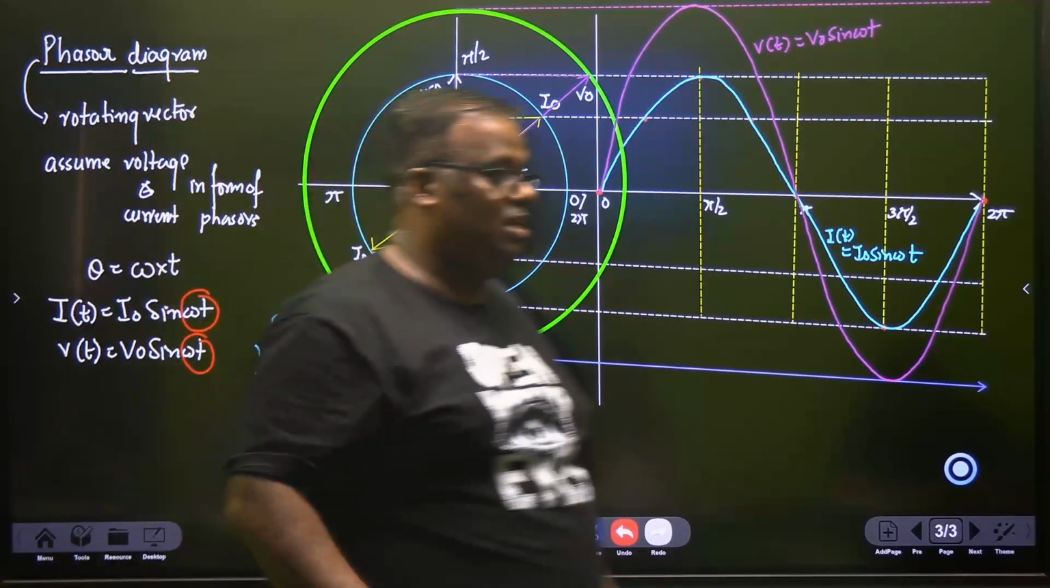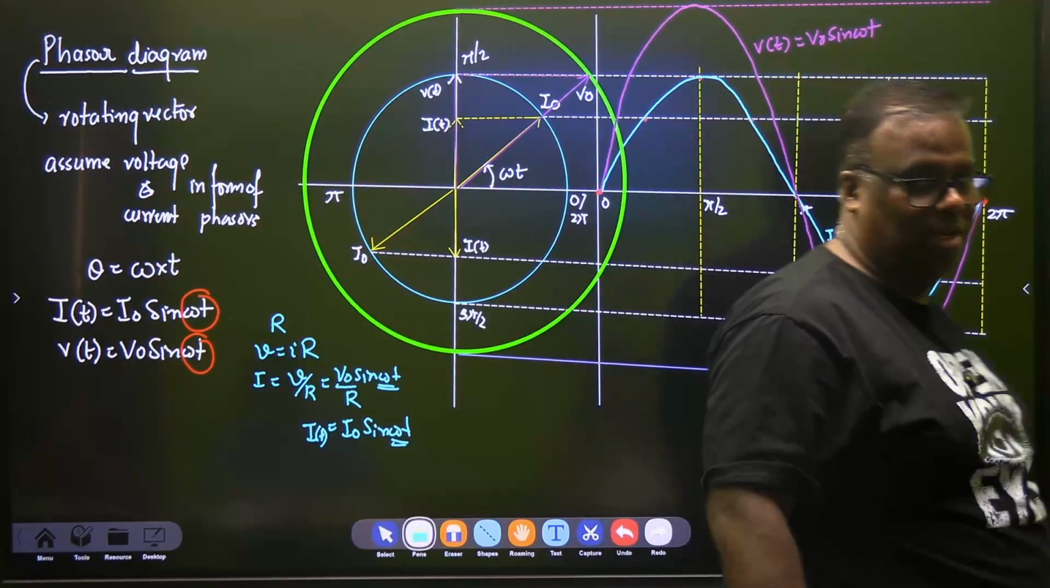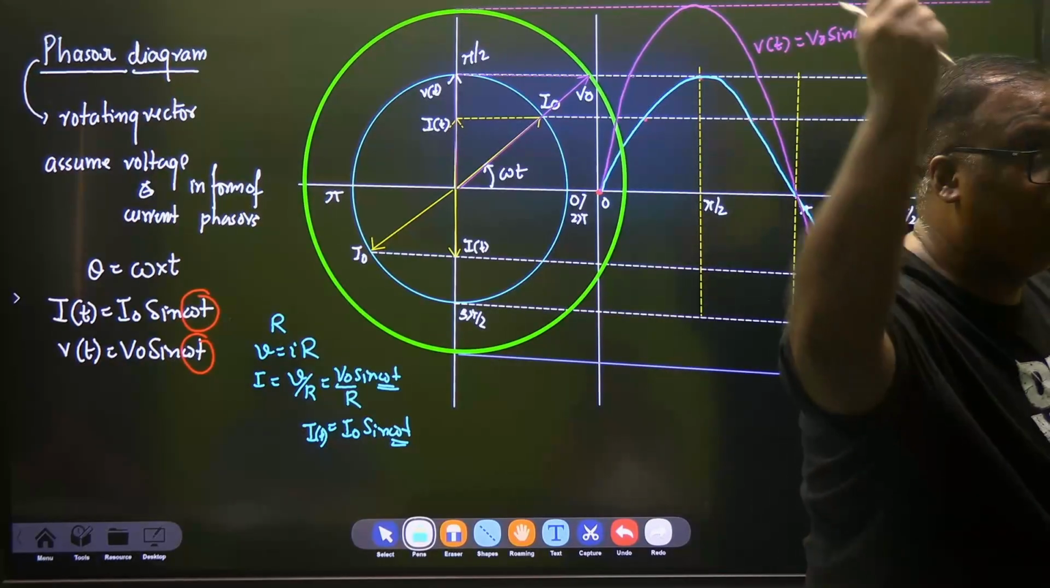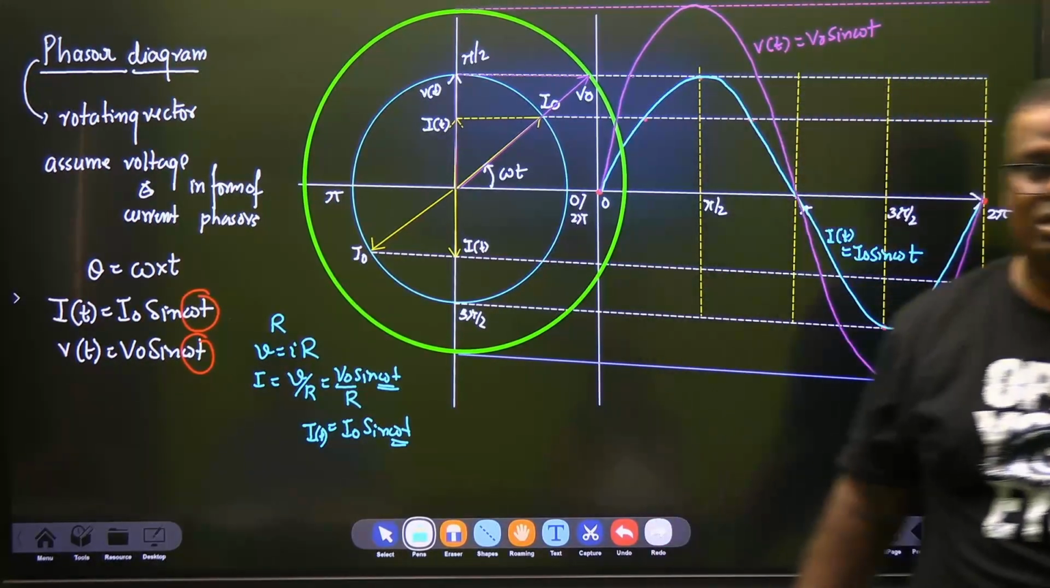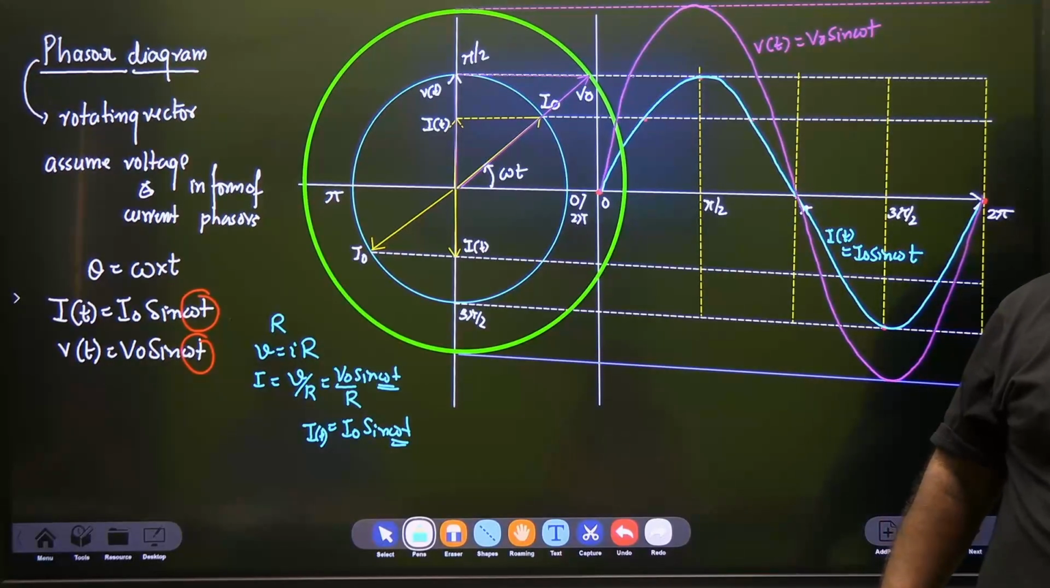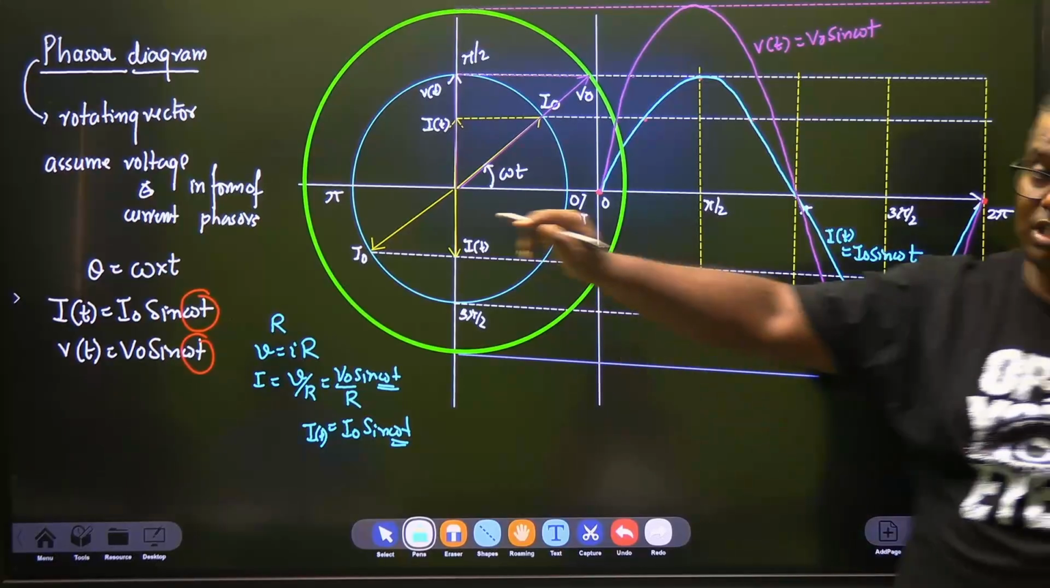So you should ask, sir, in our house, what is happening? In our house, neither do we have a pure inductive circuit, nor a pure capacitive circuit or a pure resistor. So what is the equation there? Is it sine omega t? I would say no, beta, it's not sine omega t. It's sine omega t till the plug point.